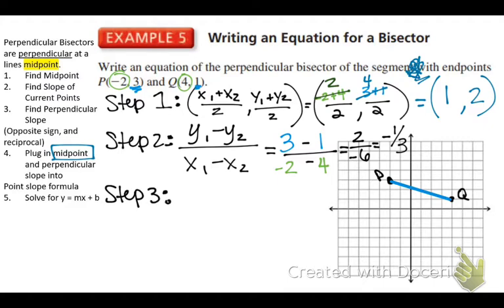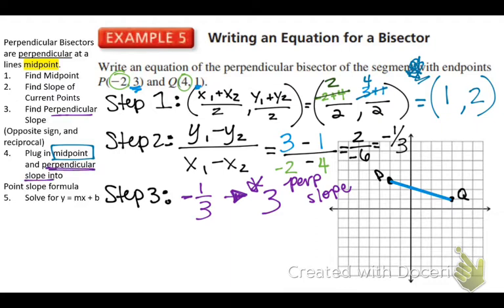All right, what does step 3 tell us to do? Find the perpendicular slope. The perpendicular is opposite sign and the reciprocal. So my current slope is -1/3. So my new one will be the opposite sign. So what's opposite of negative? Positive. And then the reciprocal of 1/3, which is 3. So we're going to use this. This is my perpendicular slope, which I also plug in my next step.